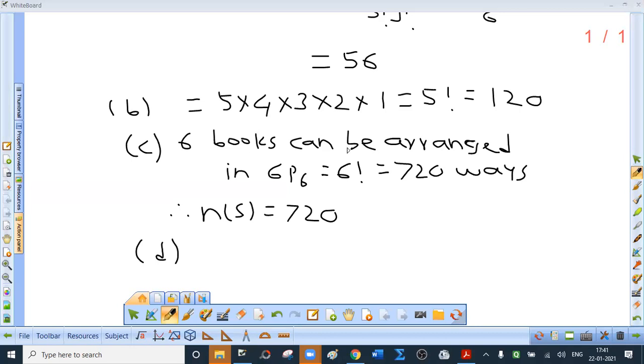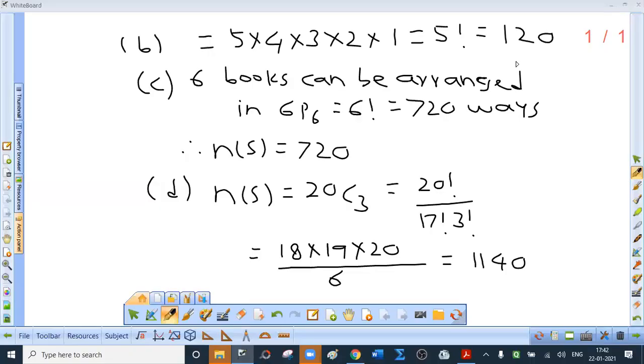Okay, I'll repeat B part again. See, 5 letters are there. They are to be placed in 5 envelopes such that no envelope is empty. So first letter can be put in 5 ways. Now no envelope should be empty, so second letter can be put in 4 ways, third in 3 ways, fourth in 2 ways, and last one in 1 way. That is why 5 factorial, that is 120 ways.